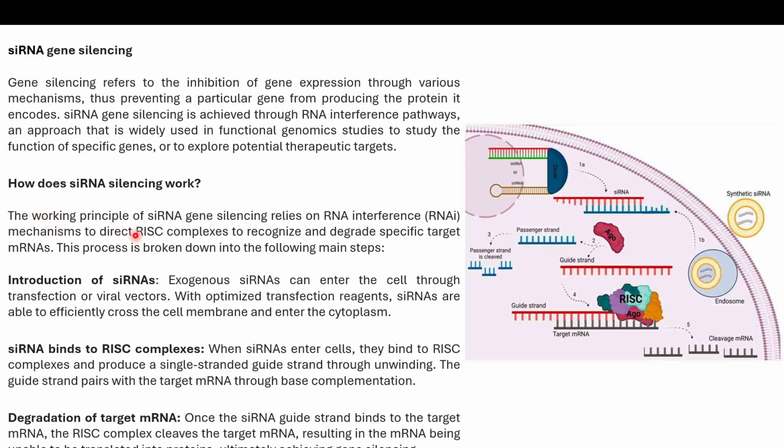So it works via the RNA interference mechanism to direct RISC complexes, RNA-induced silencing complexes, to recognize and degrade specific target mRNAs, and it is broadly broken into three steps. First is introduction of siRNAs. Exogenous siRNAs can enter the cell through transfection or viral vectors, and with optimized transfection reagents, the siRNAs are able to efficiently cross the cell membrane and enter the cytoplasm.